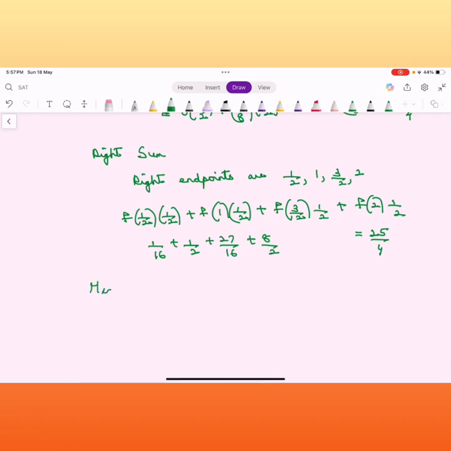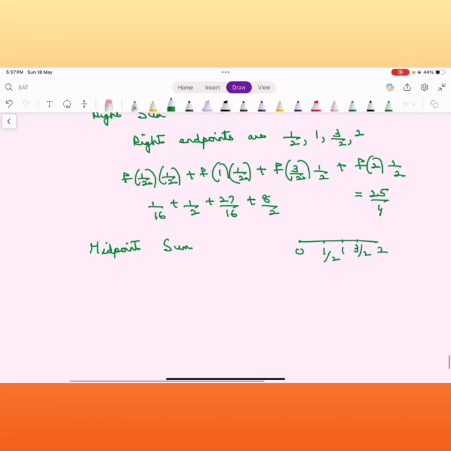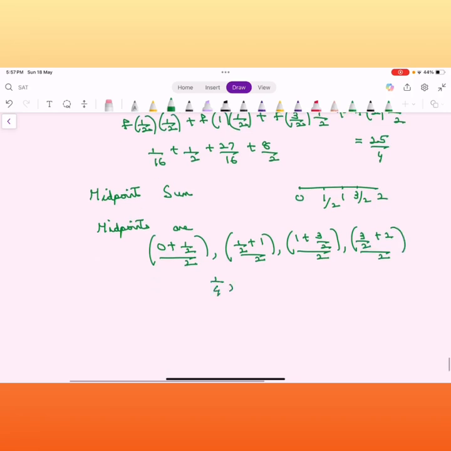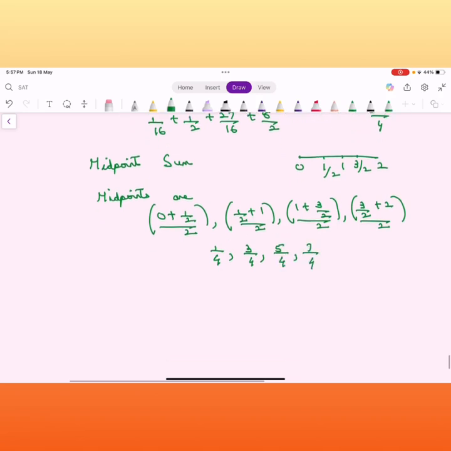Now, what about the midpoint sum? Coming to the midpoint sum, again you have your intervals here 0, half, 1, 3 by 2 and 2. So your midpoints are (0 plus half) by 2, then (half plus 1) by 2, (1 plus 3 by 2) by 2, (3 by 2 plus 2) by 2. So that would give you 1 by 4, 3 by 4, 5 by 4 and 7 by 4.